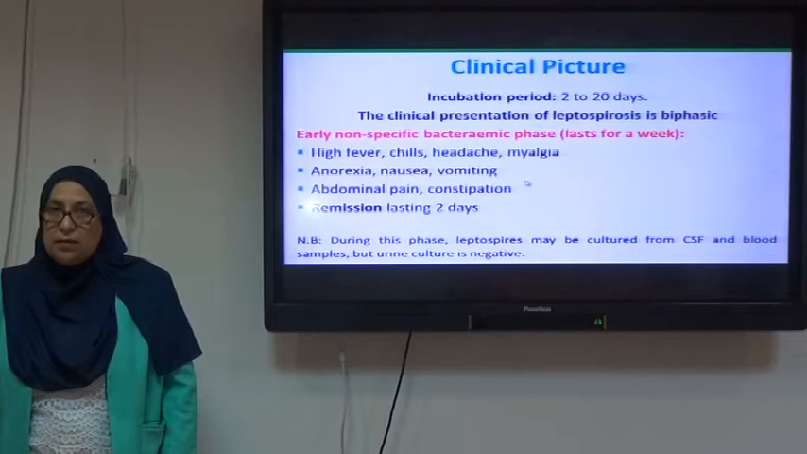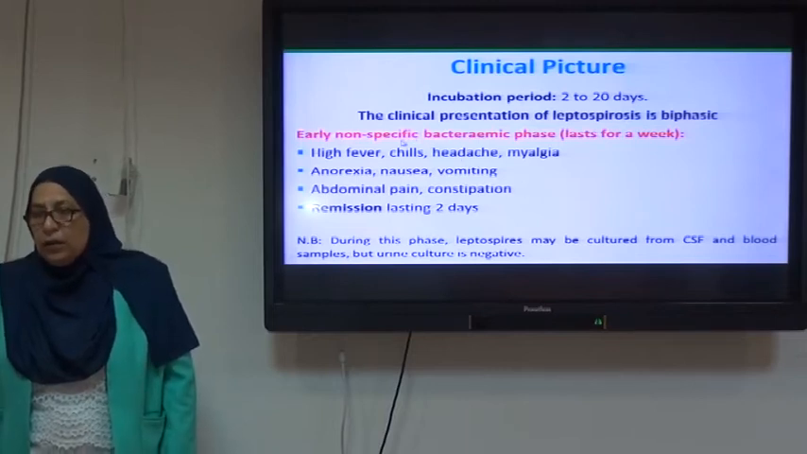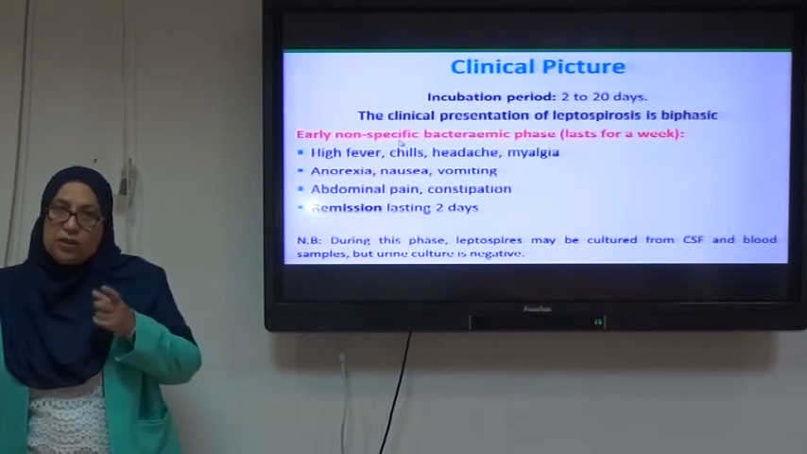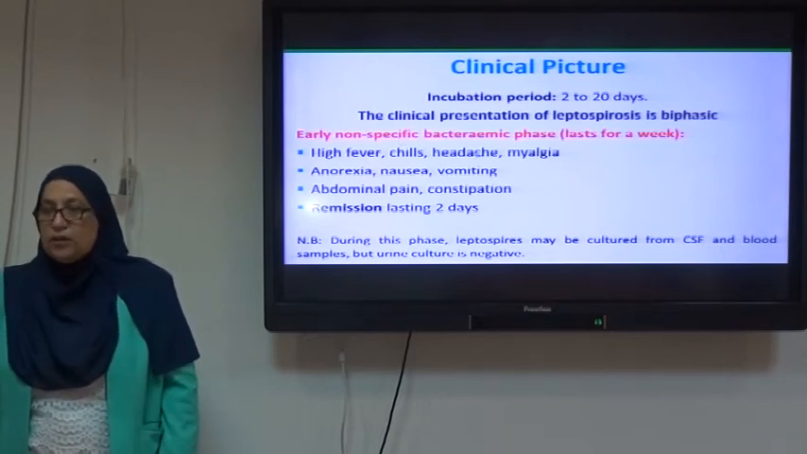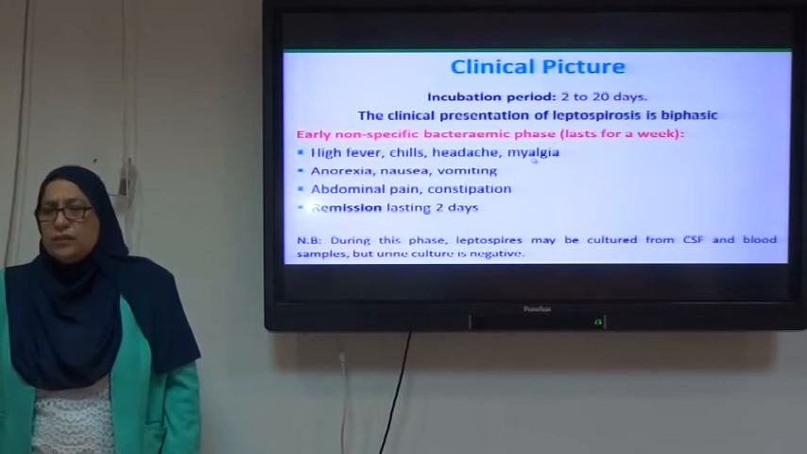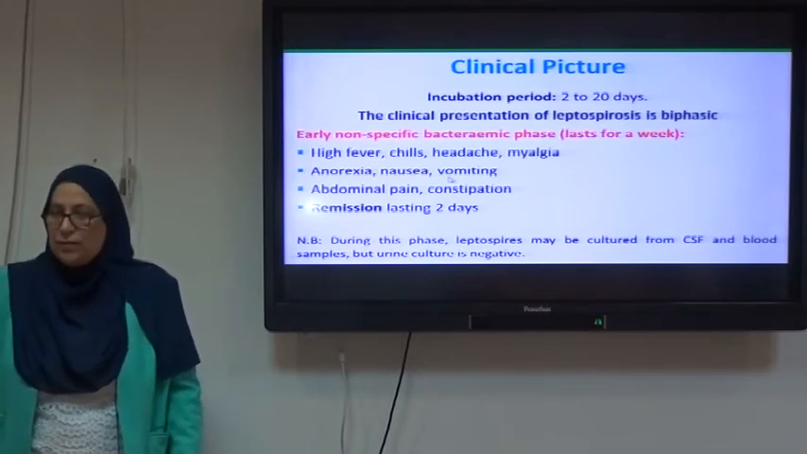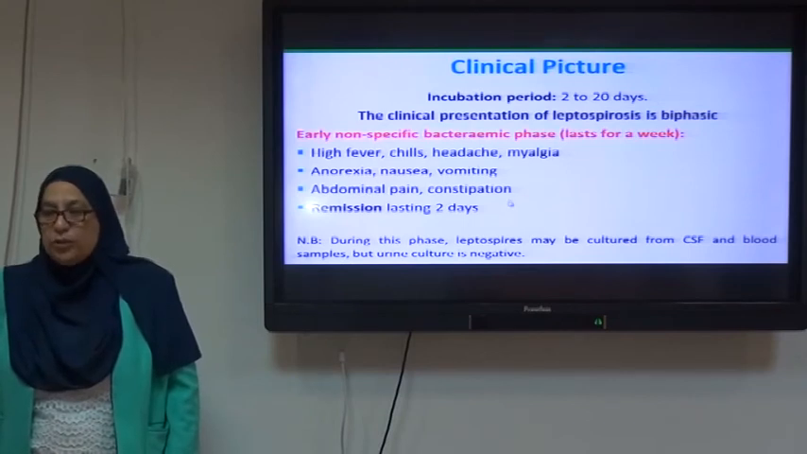It represents the period between the entry of this organism until it reaches the tissues and the bloodstream. High fever, chills, headache, myalgia, anorexia, nausea, vomiting, non-specific abdominal pain, constipation, remission lasting 2 days.